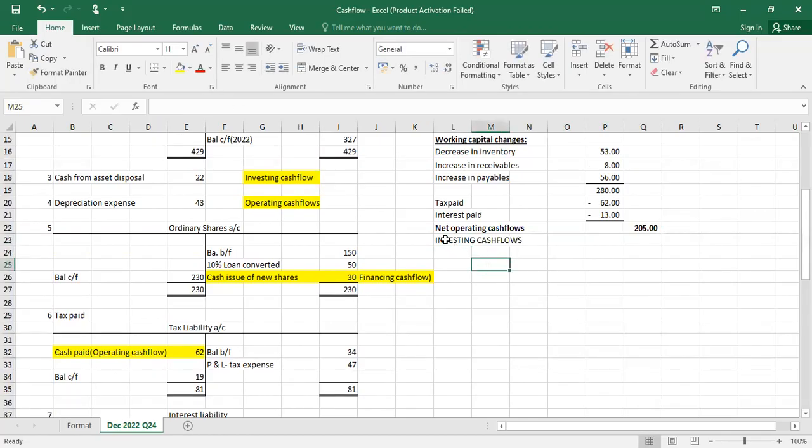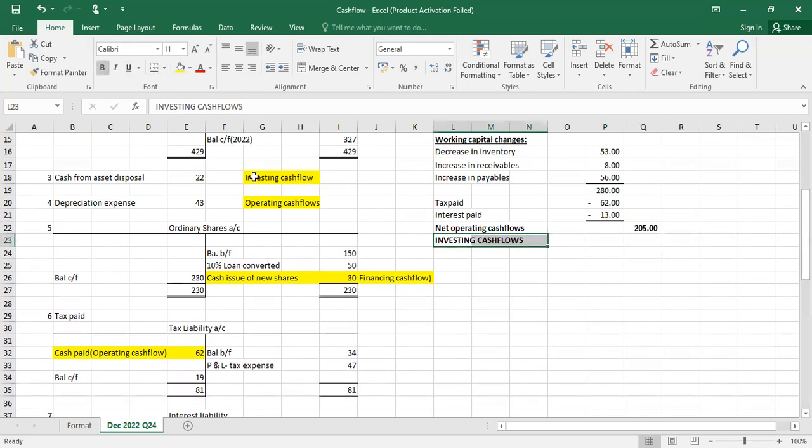We go to the investing cash flows. The investing cash flows are which cash flows? In summary, these are majorly two cash flows. One is any cash we spend to acquire non-current assets, any cash you spend to buy any non-current asset. And secondly, any cash you receive when you have sold or disposed of a non-current asset.